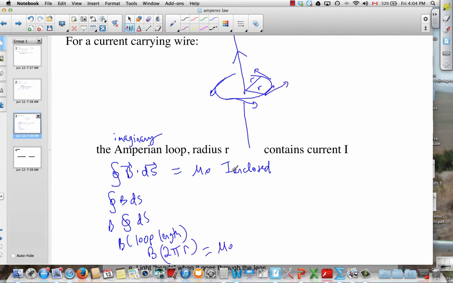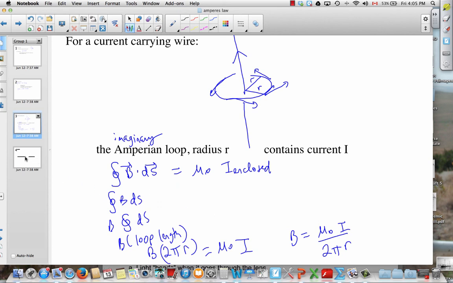Now, on the right-hand side, we need to think about the enclosed current. Well, the current that passes through the loop that's enclosed by the loop is all of the current. It's I. And so we return to the relationship we derived earlier for the magnetic field of a straight wire, mu naught I over 2 pi r, where mu naught is 4 pi times 10 to the minus 7.